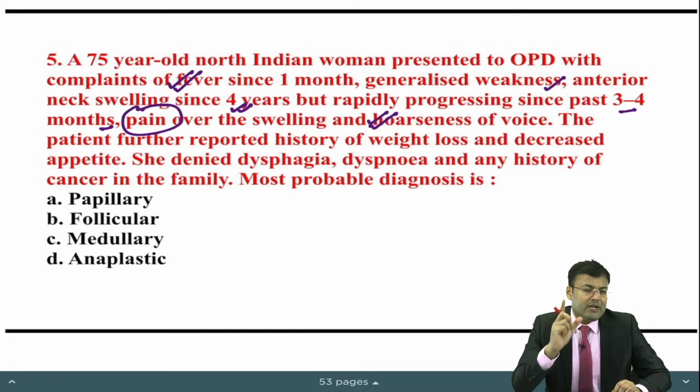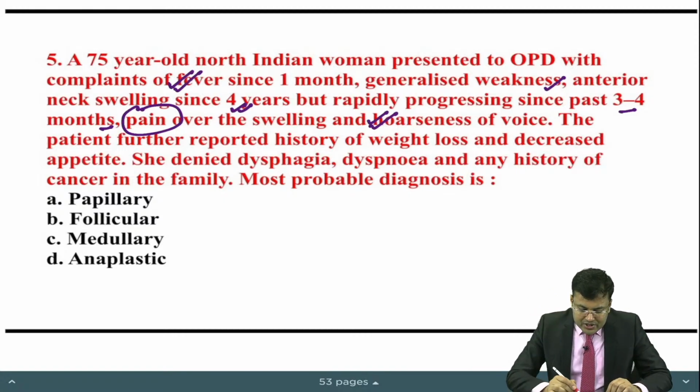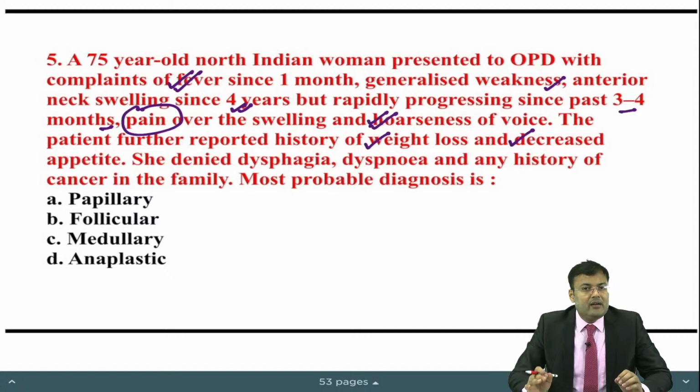Why in thyroid swelling is there hoarseness of voice? Because there is invasion of which nerve? Recurrent laryngeal nerve. Okay. Patient further reported history of weight loss and decreased appetite. She denied dysphagia, dyspnea, and any cancer history in the family.